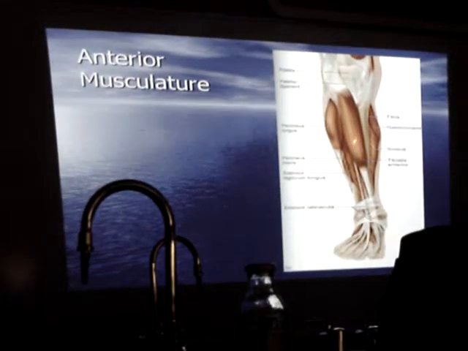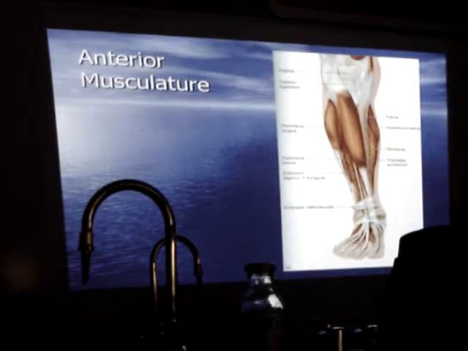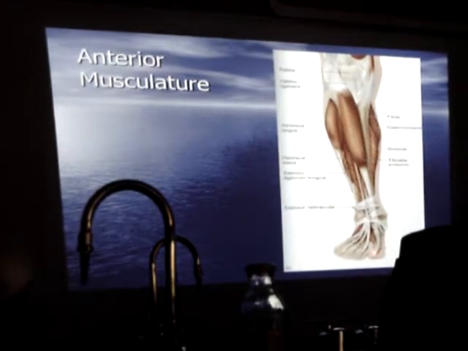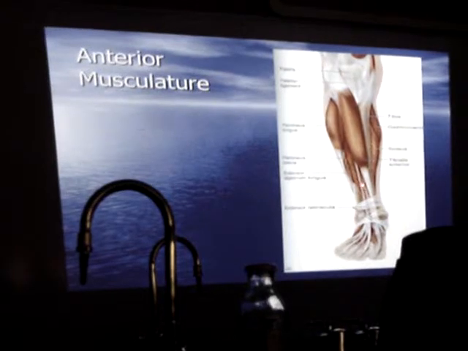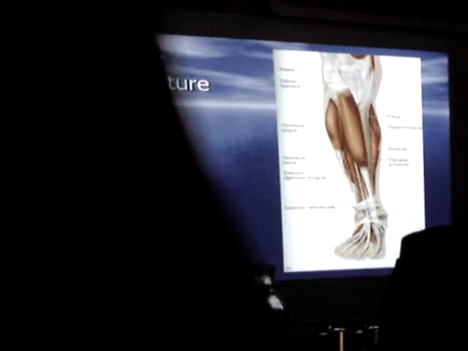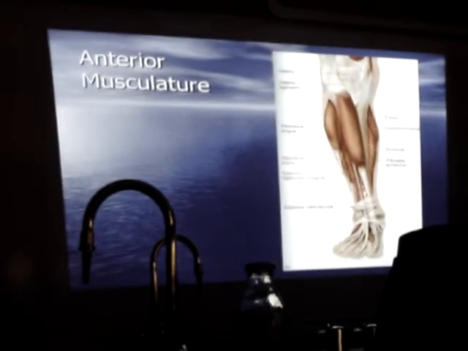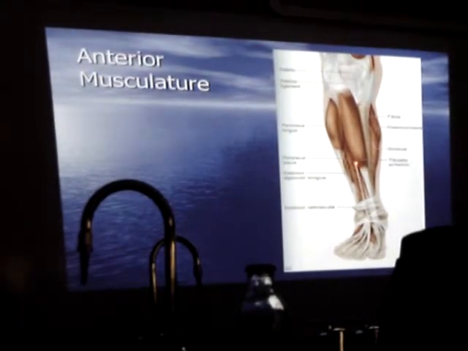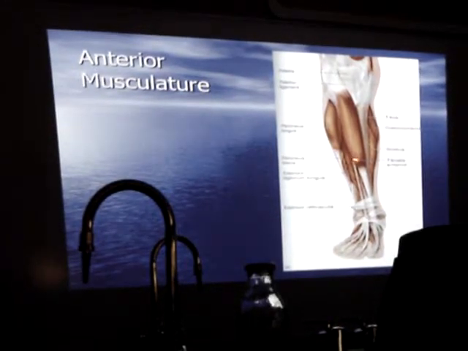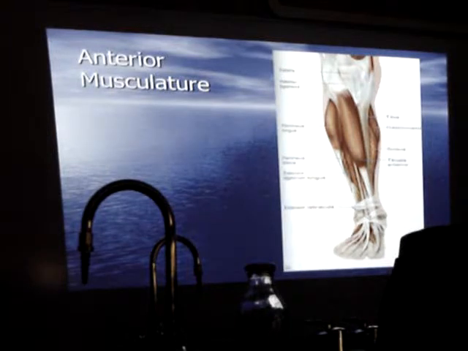Okay. We have extensor digitorum longus, which goes down to the digits, which are the toes. And then here, the word for big toe is hallucis. Do we have extensor hallucis longus on here anywhere? Yes, we do. Anyway, this, if you trace it back up, goes to extensor hallucis longus.